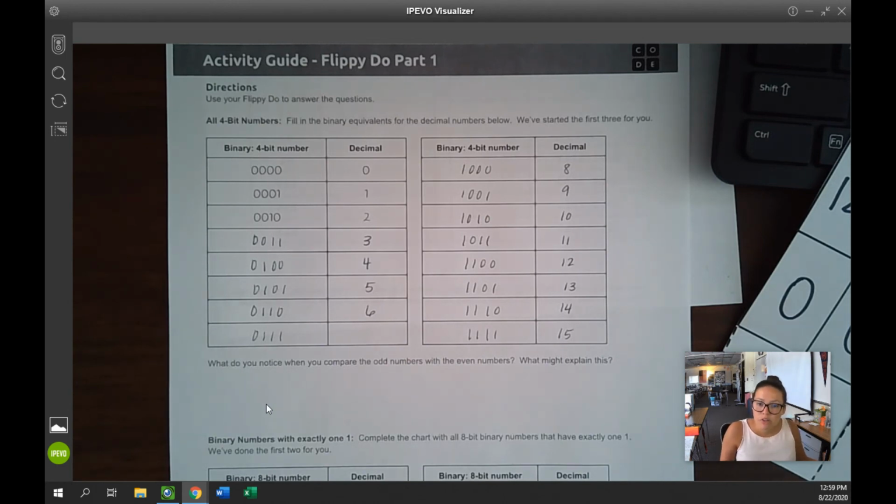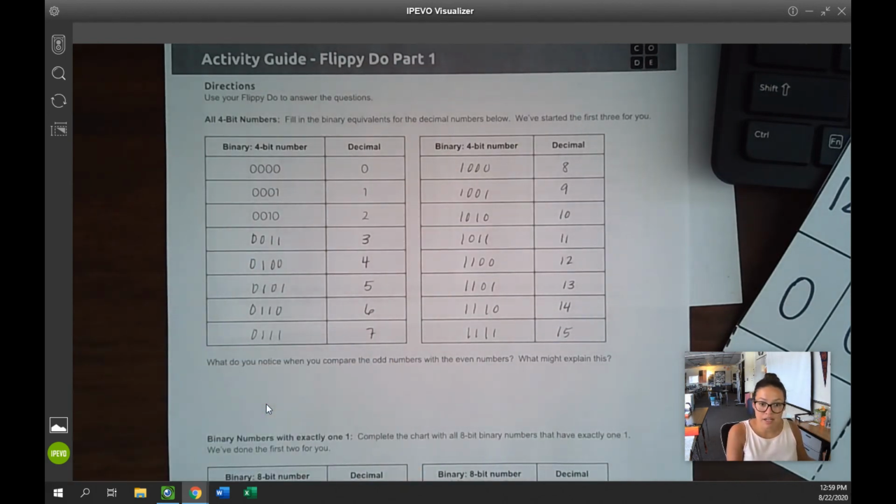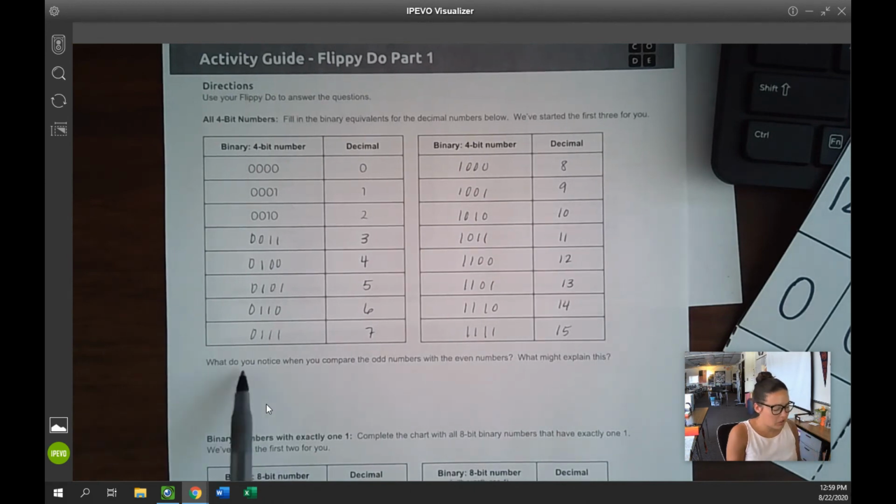Okay, hopefully you did these on your own and took the time to try to figure these out. Okay, now let's take a look at this next question here. What do you notice when you compare the odd numbers with the even numbers? And what might explain this?